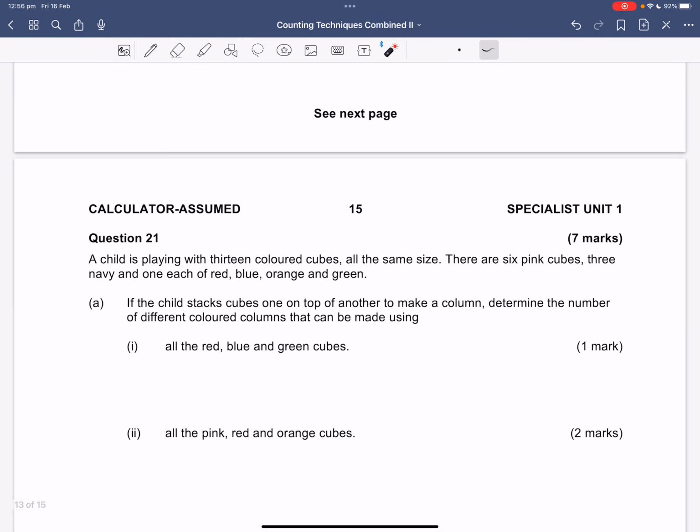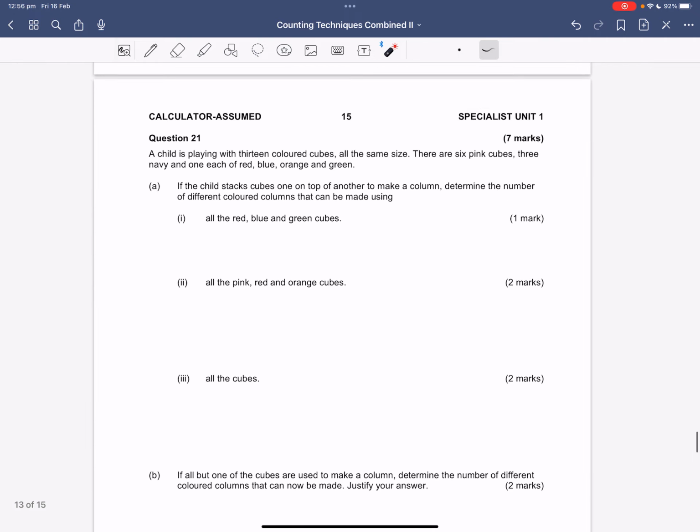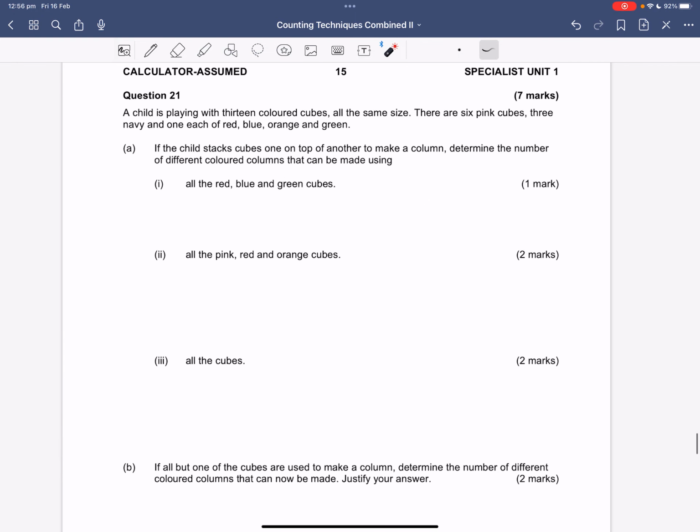All right, the next question is really, really good. It is a very nice question. Pause and try it yourself first.